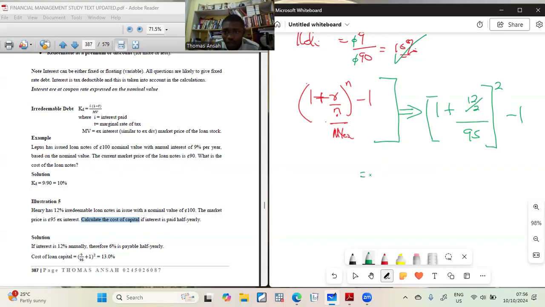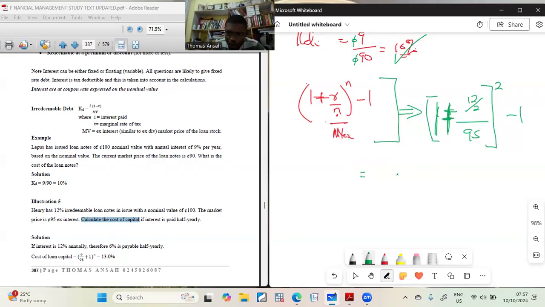So if we go ahead to do this, then what are we having? We have 12 divided by 2, that's 6, and 6 by 95. Learn how to do situations where there is a plus. You can't combine the top, it's a plus. The plus is long plus, so you can't combine the top first. So the 1 is for all. So you do 6 over 95, whatever answer you get, plus 1, raised to the power 2.